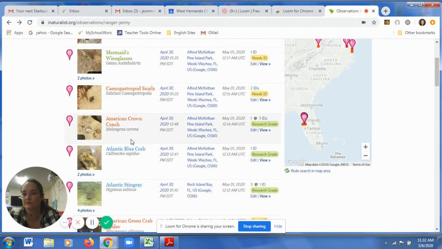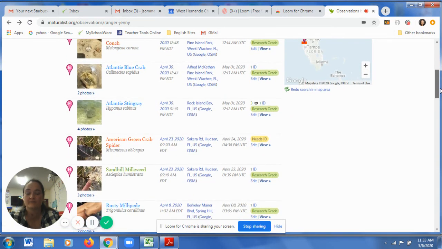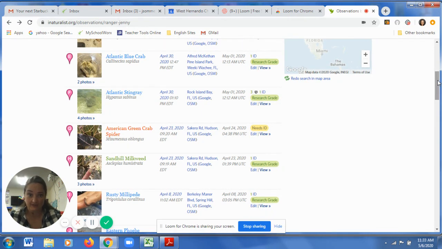So other things I found, blue crab, the American crown conch. That one's really fun. You can find that one at Pine Island, and I love that one. What's fun is you could be at Pine Island and you can pull up this app and see what other people have found in that location, and then you can go looking for it. You can know, okay, people usually find this here, and they can find the Atlantic stingray. I saw a stingray while I was out there. You can go to a park, pull up this thing and find out what types of animals you might encounter today. I find that really interesting.